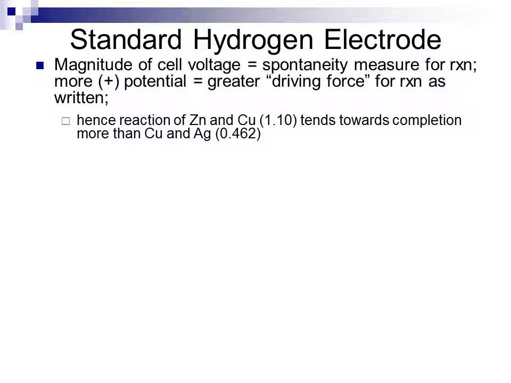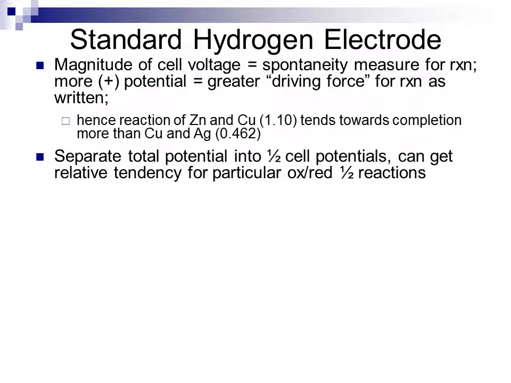So for the reaction of zinc and copper, the 1.10 voltage means that the reaction will move towards completion more than the copper-silver cell with the 0.462 voltage, because 1.10 is more positive than 0.462. The zinc-copper cell has a higher potential, therefore a higher driving force than the copper-silver cell does.